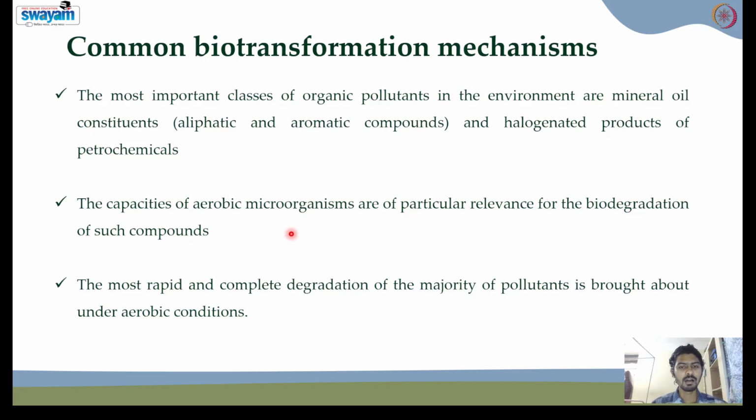And for example, we can take the Deepwater Horizon oil spill, which occurred in the Gulf of Mexico, where tons of oil was accidentally spilled into the ocean. If you have gone through the earlier lecture, we discussed this case study briefly, where Alcanivorax microorganisms have the capability to degrade petroleum hydrocarbons. So this microorganism will consume these hydrocarbons and degrade them efficiently. This is one example of biotransformation in case of an oil spill.